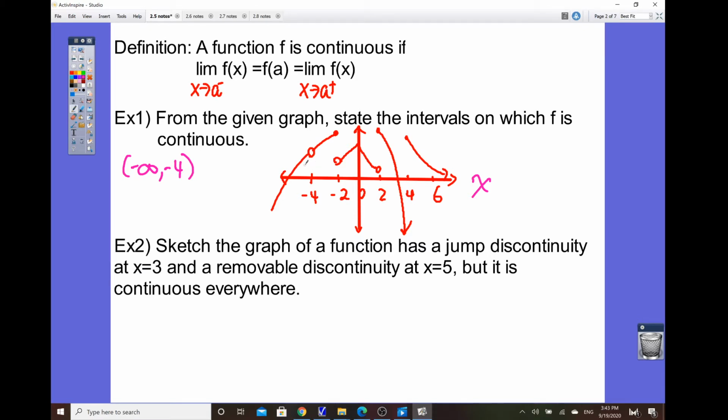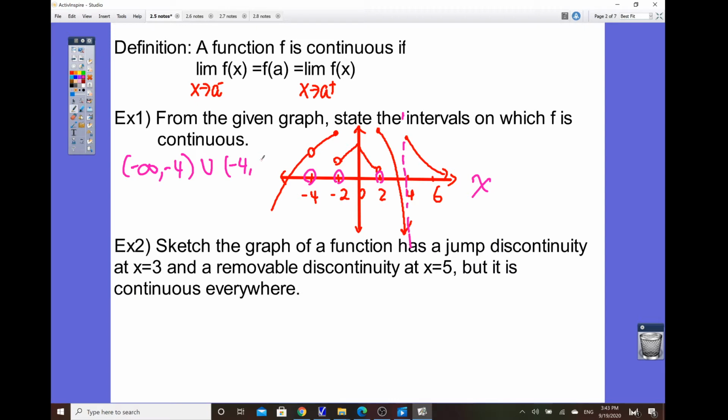So let's point out those positions where it's discontinuous: at negative 4, negative 2, at 2, and at 4 right here, because it looks like a vertical asymptote. For those positions, negative 4, negative 2, positive 2, and positive 4, you find out where the function is not continuous. And then the next interval which is considered continuous will be from negative 4 to negative 2.